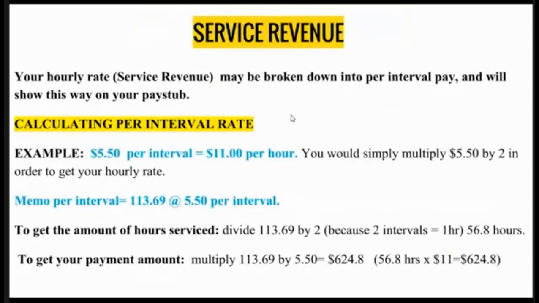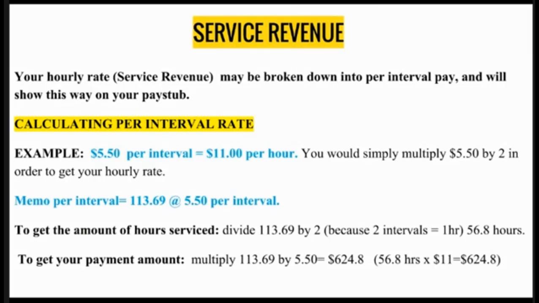I'm going to talk about your service revenue because you all will be making a certain amount depending on the client you work for. Everybody does get paid an hourly rate, whether it's $10, $15, $13, $11, but sometimes the partner does use the interval terminology. So I just want to go over your service revenue broken down into per interval pay, meaning that they pay you per interval. I'm just doing this because it may show up on your check stub. So this is an example right here. You make $11 an hour, but on your check stub, it may say 5.50 per interval. So this means you're making $5.50 per interval.